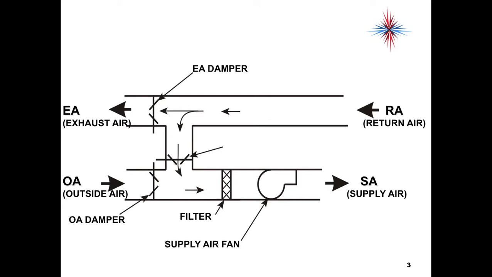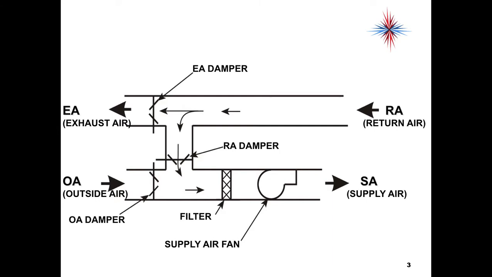So when you see EA on a plan, that's exhaust air. When you see OA, that's outside air. SA is supply air, and RA is return air. We also sometimes have a return air damper. Okay, we'll talk more about what that's for, but basically it allows us to mix the air in different spaces.